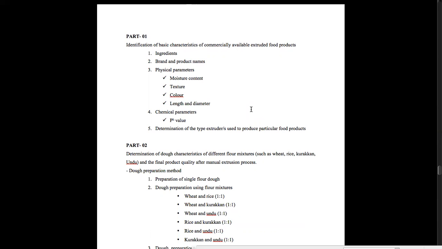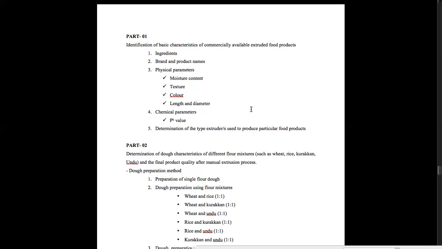The objective of part 1 is to get an idea about extruded food products and their ingredients, who is manufacturing extruded food products in Sri Lanka, and also some imported food products. You should get an idea about the extruded food products and manufacturers, and also their physical parameters such as moisture, texture, color, length, diameter, width, and shapes. These things are very important to know how to get such products.